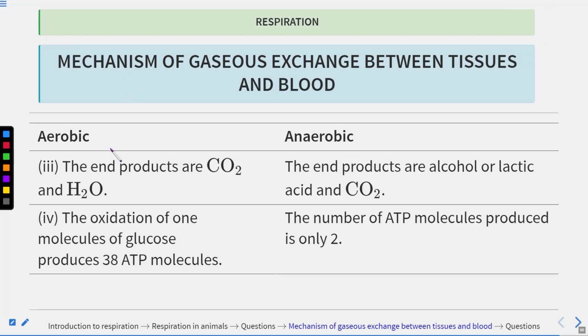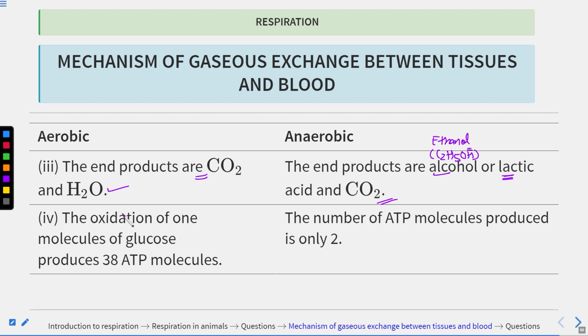Now let's have a look at the other differences. In aerobic respiration, the end products are carbon dioxide and water. Whereas in anaerobic respiration, the end product is alcohol. Which alcohol is produced? C2H5OH, this is ethanol. Ethanol is produced during the alcoholic fermentation, or lactic acid is produced during the lactic acid fermentation. And apart from this, carbon dioxide is produced.